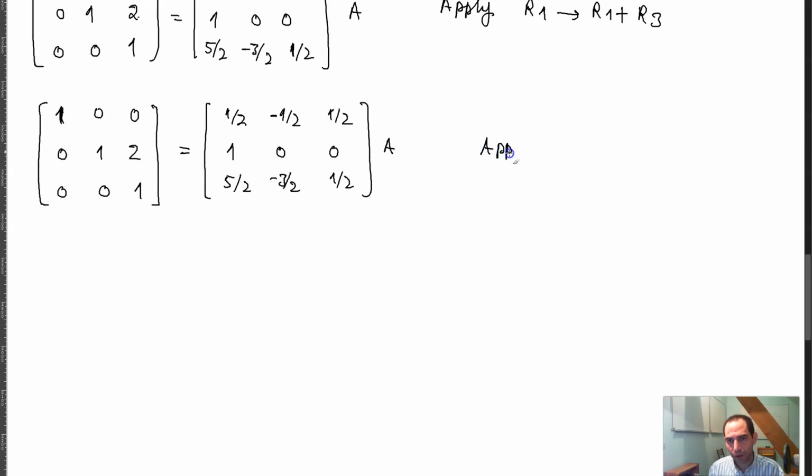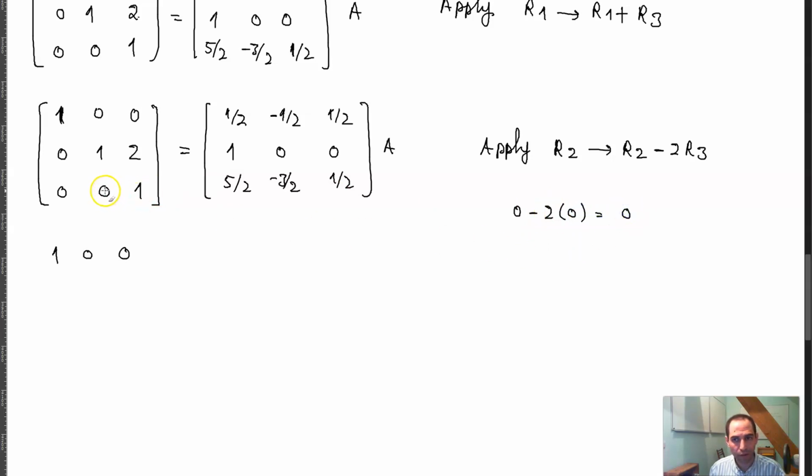You need to apply R2 gives R2 minus 2 times R3. So the first row remains the same, so 1, 0, 0. And R2 becomes basically 0 minus 2 times 0, for example, which is equal to 0.